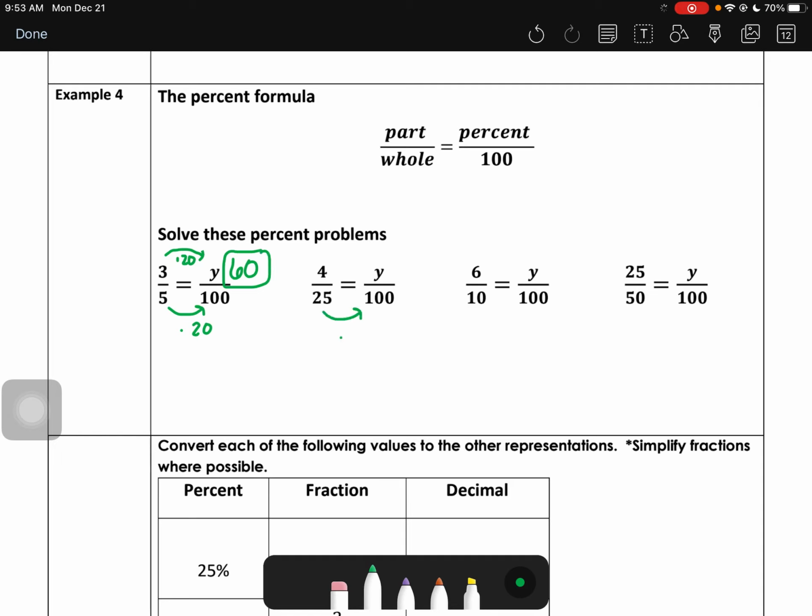25 times 4 is 100, and 4 times 4 would be 16%. 10 times 10 is 100, so 6 times 10 would be 60%. 50 times 2 is 100, and 2 times 25 would be 50%.